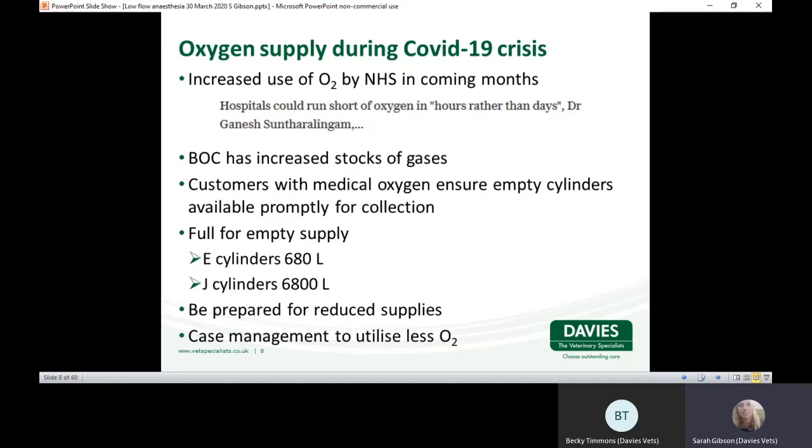We'll bear this in mind later when we work out how much oxygen is used in anaesthetic at different flow rates. So we need to be prepared for reduced oxygen supplies and modify our case management where possible to reduce our use of oxygen and conserve supplies that we have. We will discuss some management strategies in addition to low flow anaesthesia at the end of the presentation.